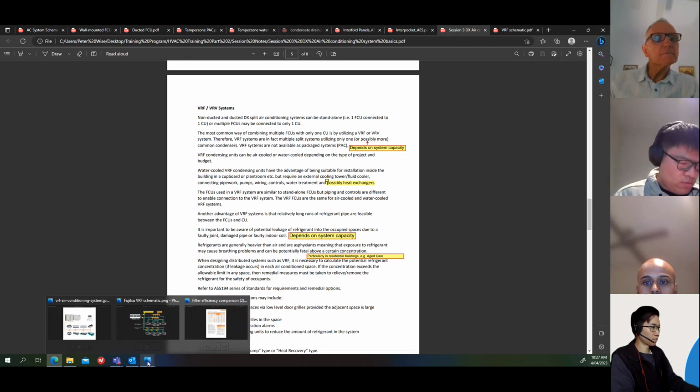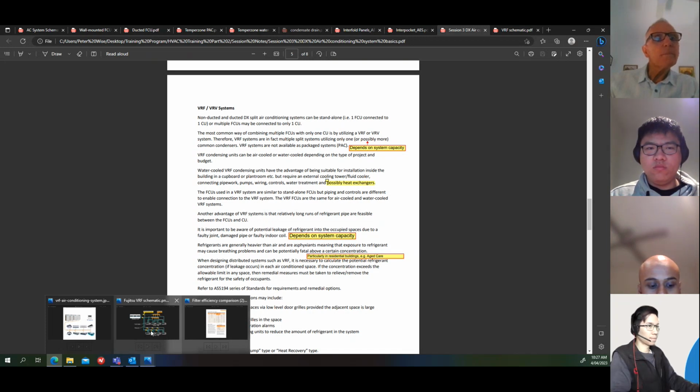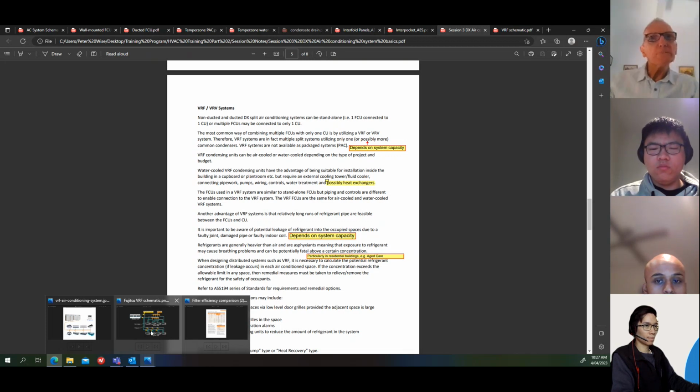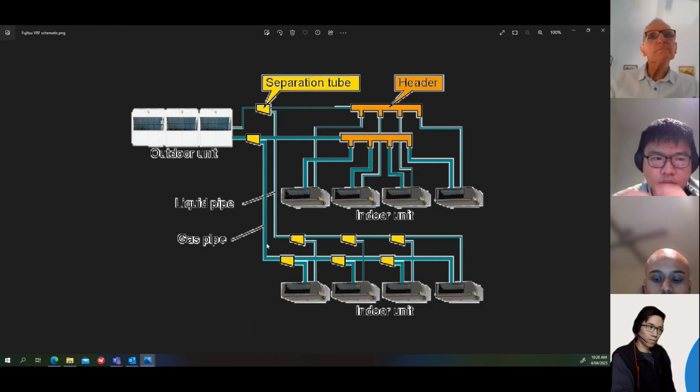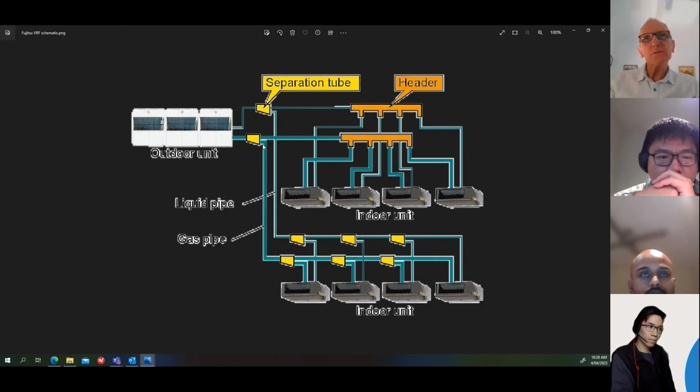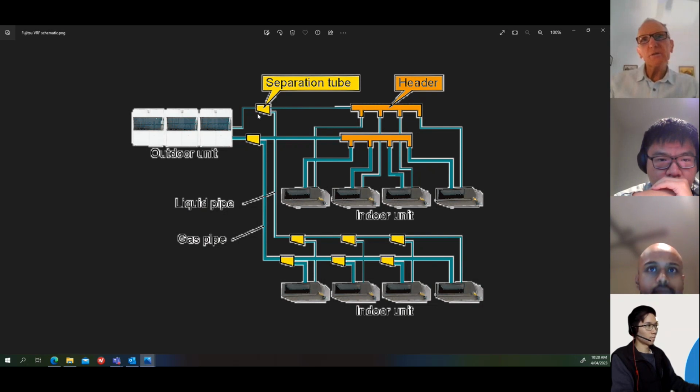It's not a very good schematic, but this shows there's 3 condensing units there and multiple indoor fan coil units. In this case, it's just a 2-pipe system, a liquid pipe, and they call it gas pipe. That's the suction pipe that we were talking about before, where the gas is taken back to the compressor. And when you purchase these systems, the suppliers provide you with all the necessary pipe fittings to make these connections.